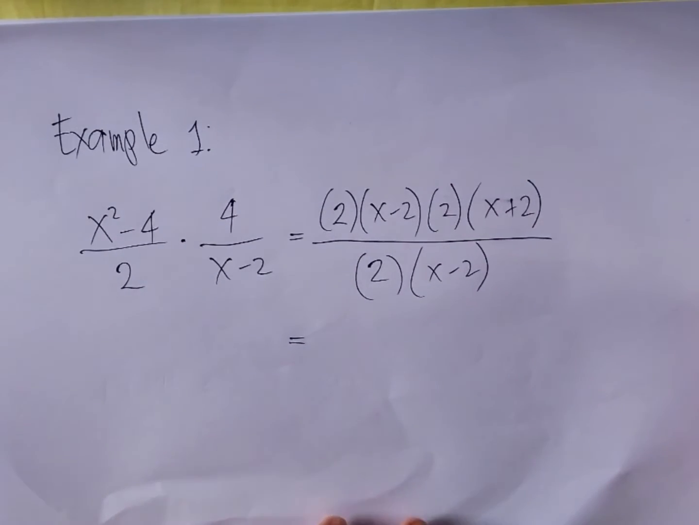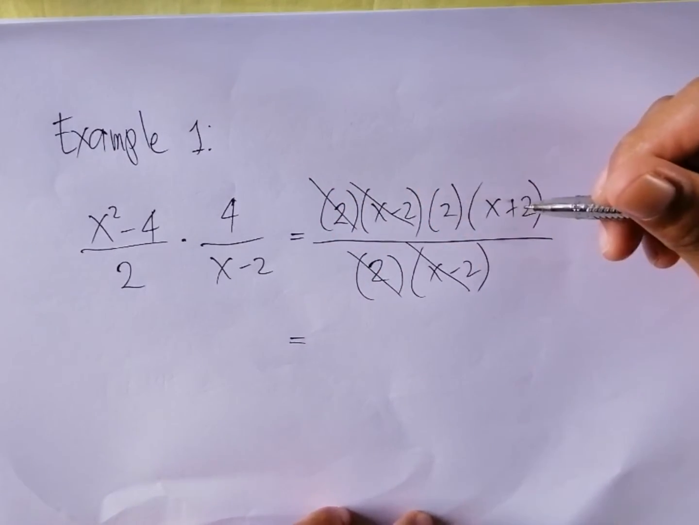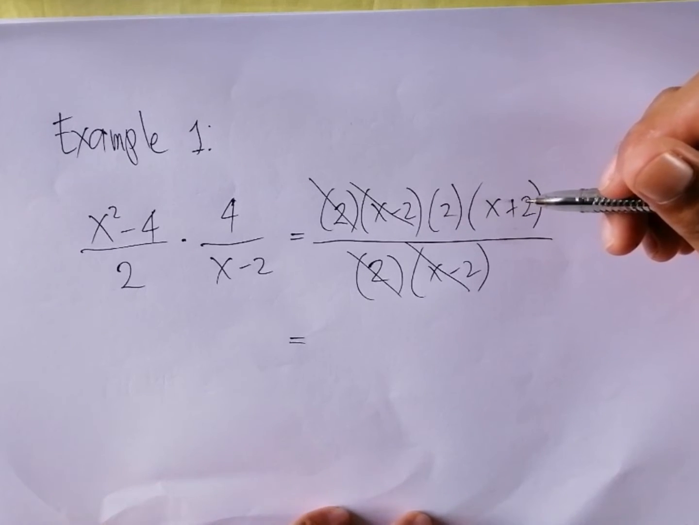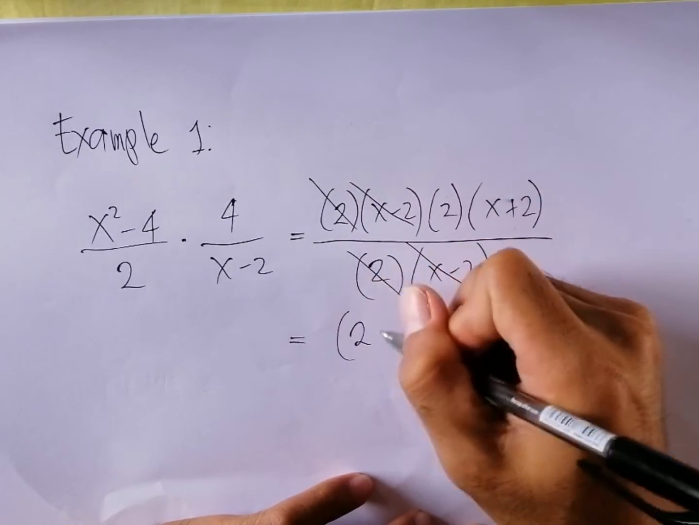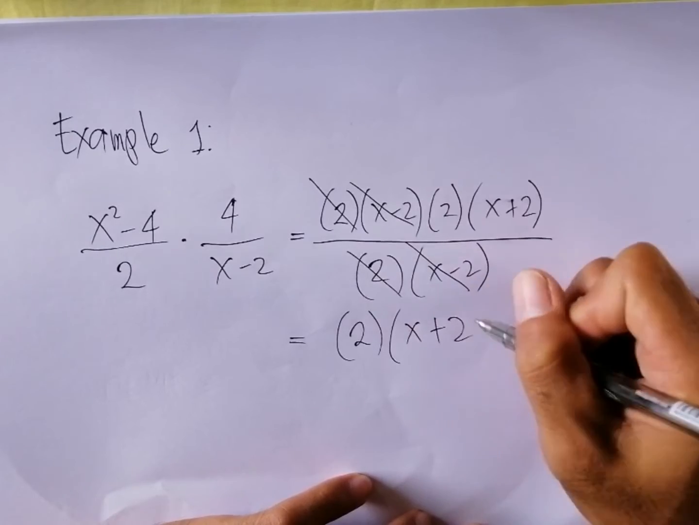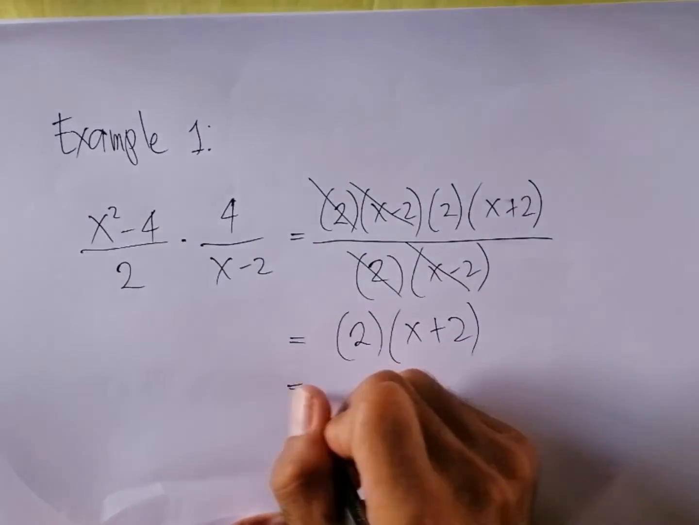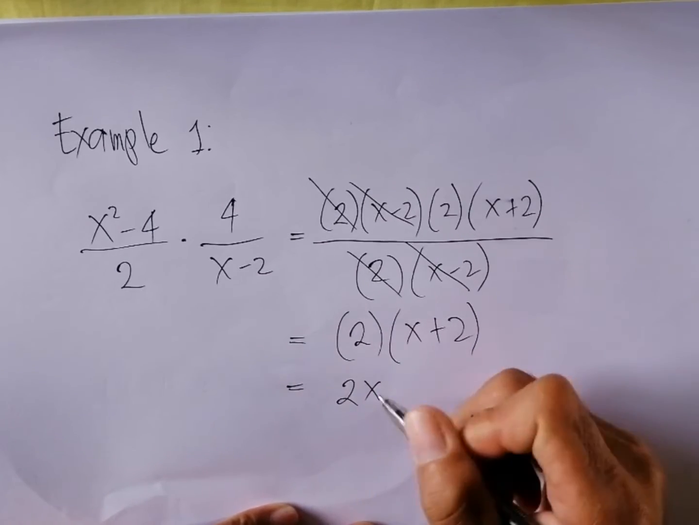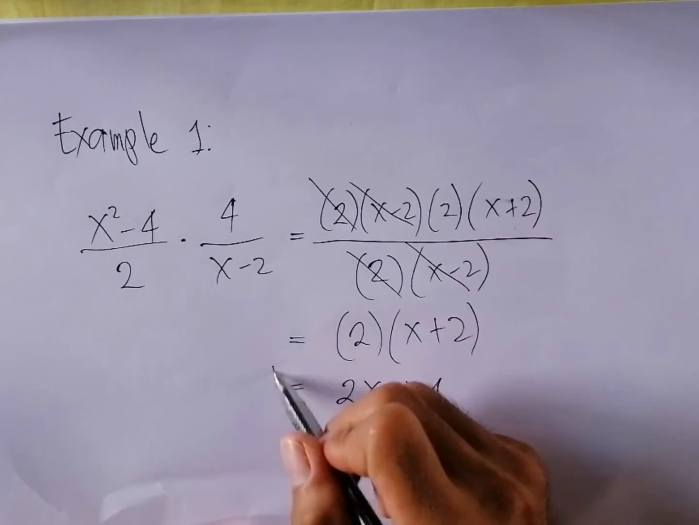Equals, divide out the GCMF, we have 2 and x minus 2. So the remaining factors, we have 2 times x plus 2. Then distribute, so that is 2 times x, we have 2x, plus 2 times 2, that is 4. So the answer is 2x plus 4.